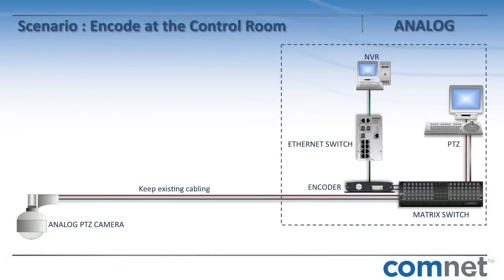And now we can take a look at the first option, encoding in the control room. In this case, you can see that we have an analog PTZ camera out in the field with existing cabling, and we're going to add the encoder at the head end. This also gives you an additional option to continue to use the existing analog matrix switch and recording platform, and in parallel, add it onto a network and then add the video management system capabilities that are digital.